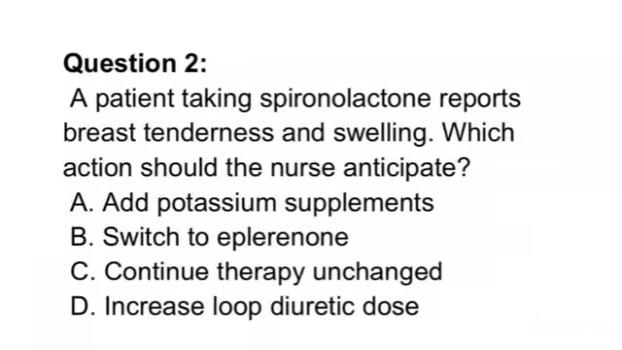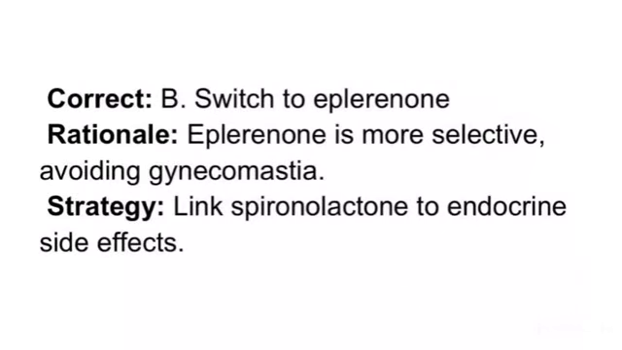Question 2. A patient taking spironolactone reports breast tenderness and swelling. Which action should the nurse anticipate? A. Add potassium supplements. B. Switch to eplerenone. C. Continue therapy unchanged. D. Increase loop diuretic dose. Correct: B. Switch to eplerenone. Rationale: eplerenone is more selective, avoiding gynecomastia. Strategy: link spironolactone to endocrine side effects.